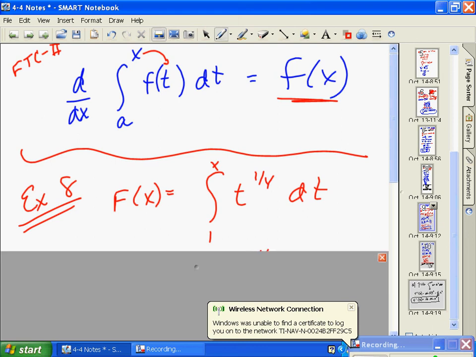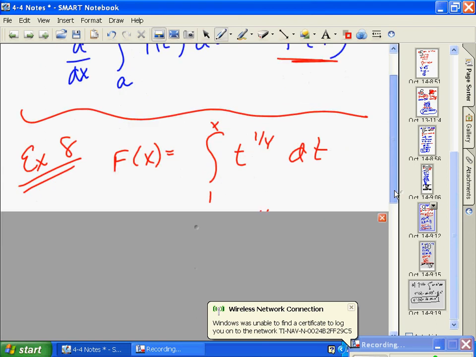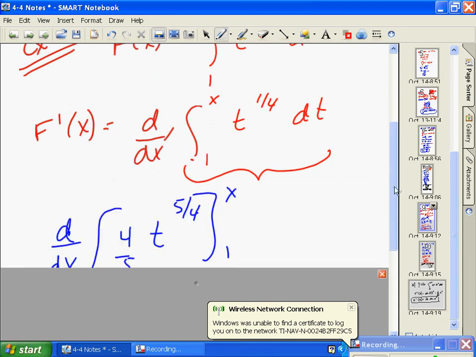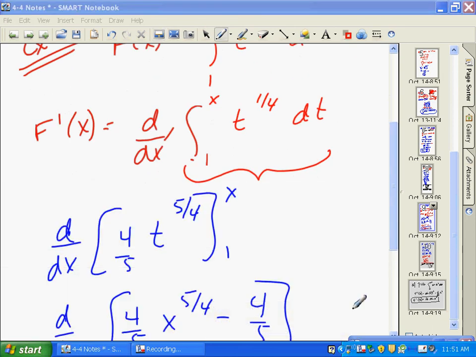Here's number 8. I have f of x equal to the integral from 1 to x of the fourth root of t. So I'm going to rewrite that as t to the 1/4 power dt. And I need to find the derivative of that. So let's do the integral from 1 to x of t to the 1/4 dt, and let's evaluate that first of all. Let me just show you what I get when I evaluate that. And I still have that d dx, that derivative sign right there hanging out front.